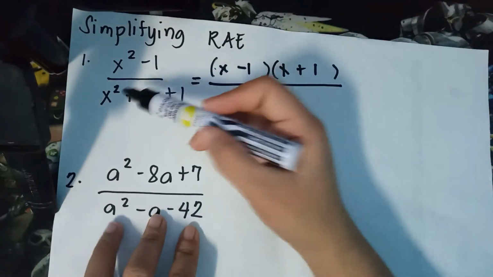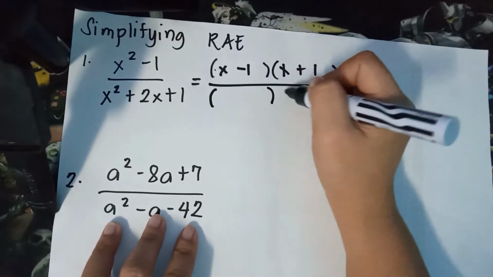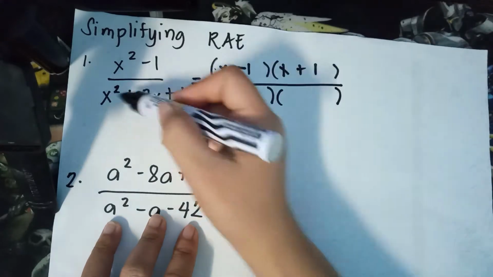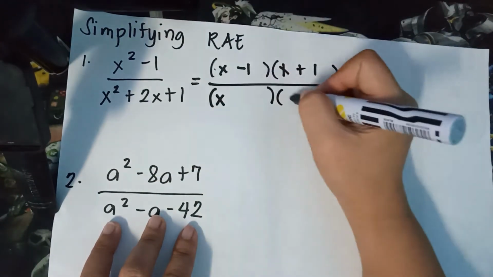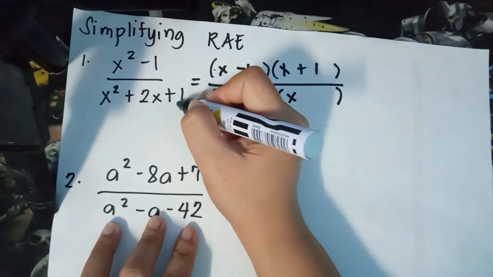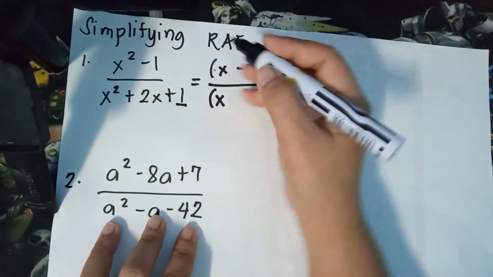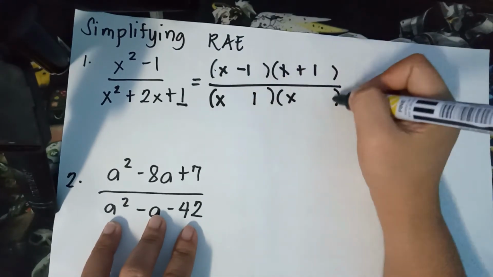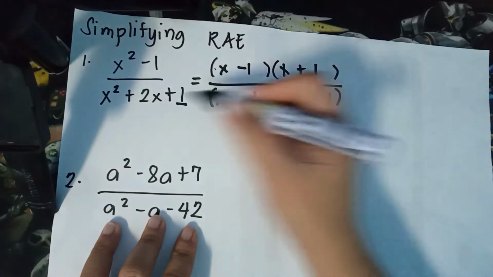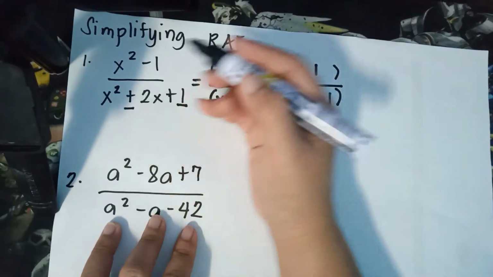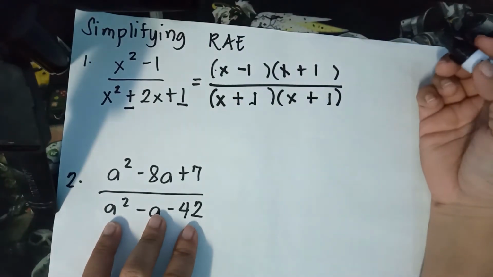Next, x squared plus 2x plus 1 is a trinomial. Then we have two parentheses. The square root of x squared, or the factors of x squared, are x and x. What will be the factors of 1 that, if you add them, the answer is positive 2? That is 1 and 1, because 1 times 1 is 1 and 1 plus 1 is 2. Since the middle term is positive, then the two terms are positive.